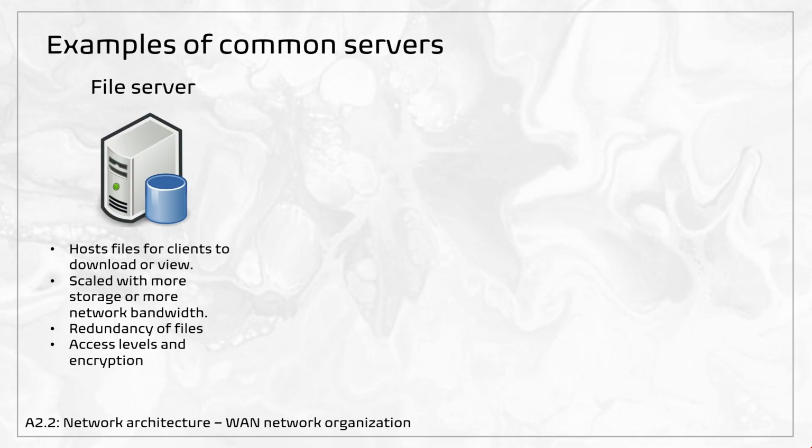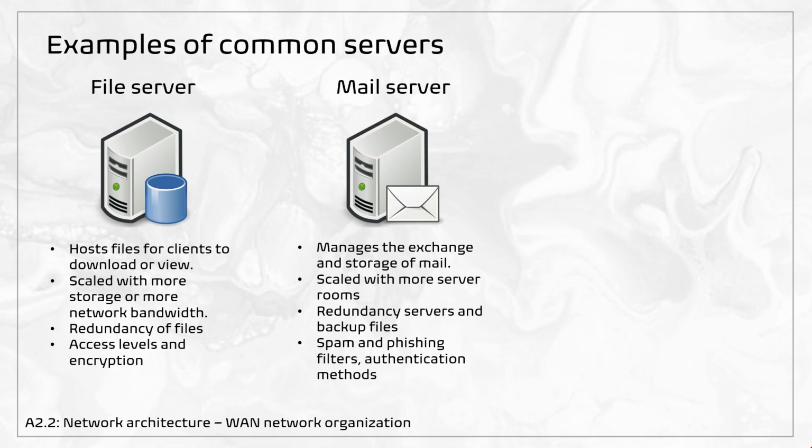To secure the server, access levels are usually implemented so that only administrators can edit files, and all files are encrypted while being sent. Next up is a mail server. A mail server manages the exchange and storage of mail between recipients. Every time you open Outlook or Gmail, for example, the mail server checks if you have new mail, and if you do, it pops it into your inbox for you.